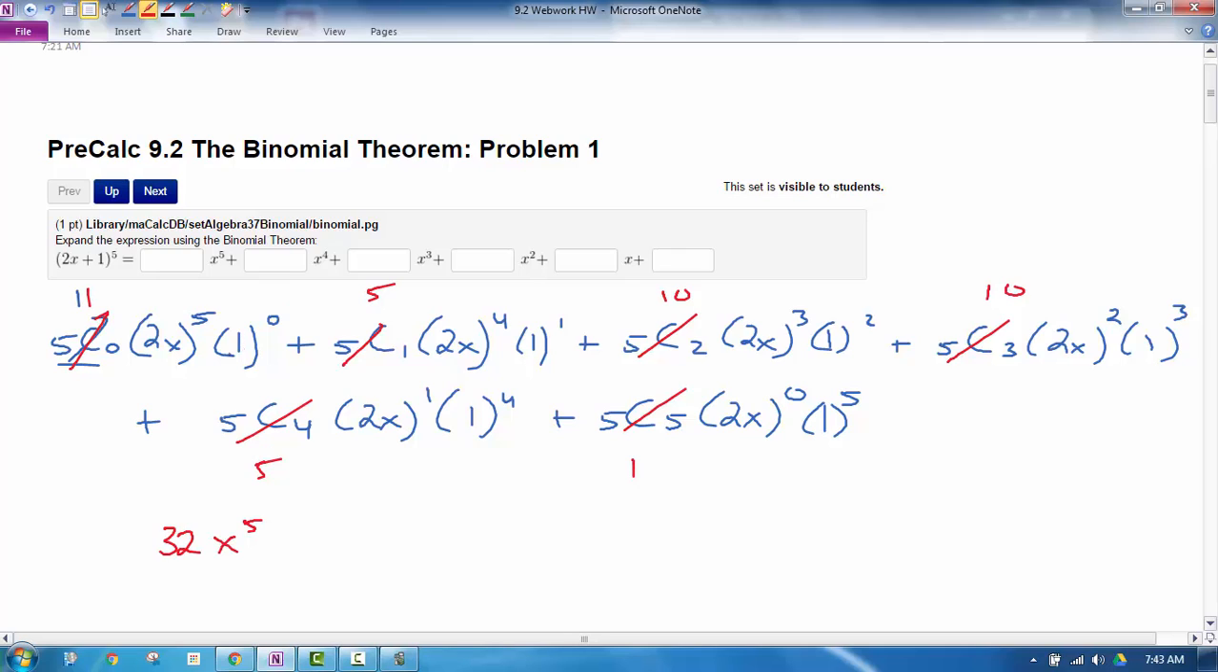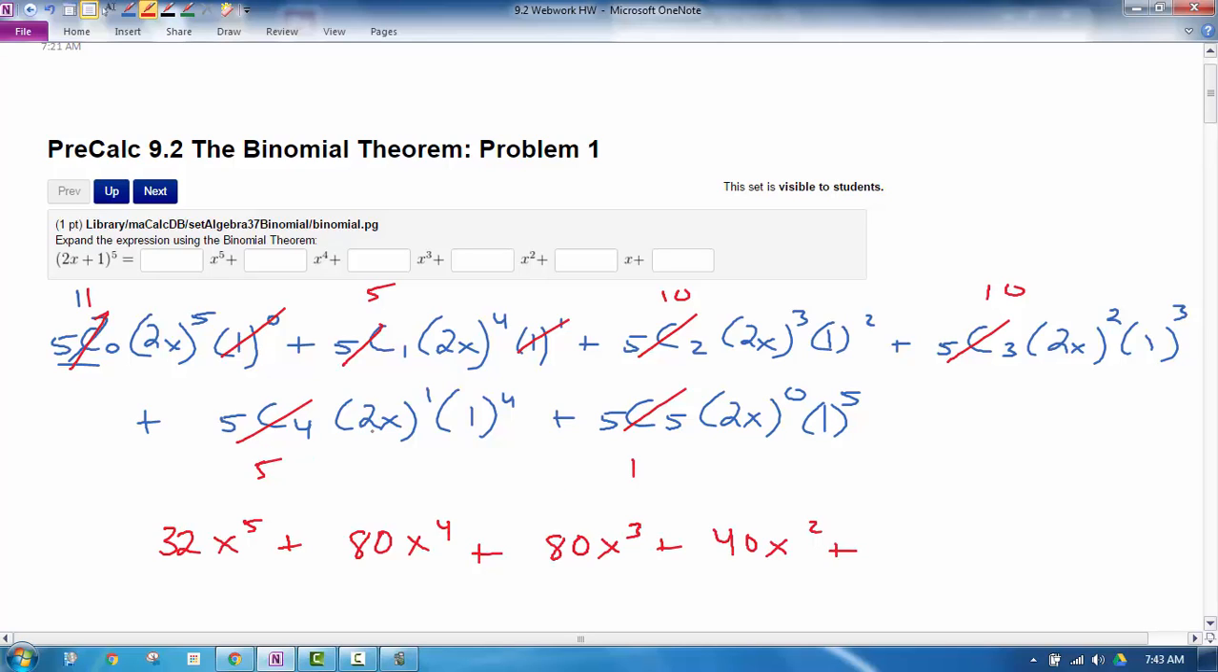1 to the 0th is just 1, so these are always going to cancel out, which is nice for this first one. And then I have 5 times 2 to the fourth. 2 to the fourth is 16, and 16 times 5 is 80. So we have 80x to the fourth plus, next one I have 10, and then 2 to the third, which is 8. So 8 times 10 is 80, so 80x to the third plus, next one I have 2 to the second power, which is 4, times 10 is 40. So it'll be 40x squared.